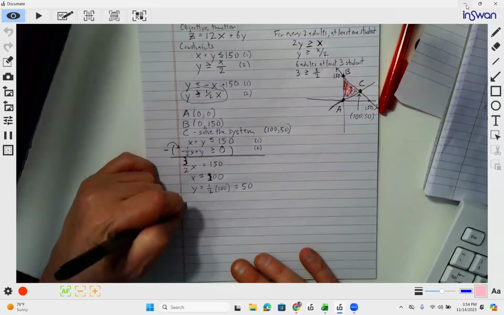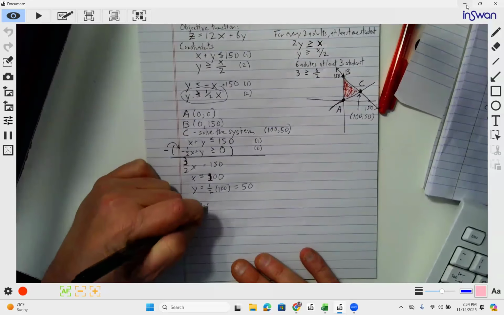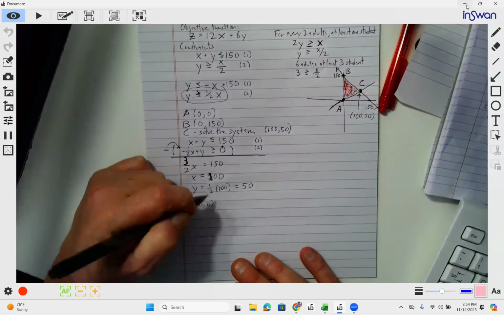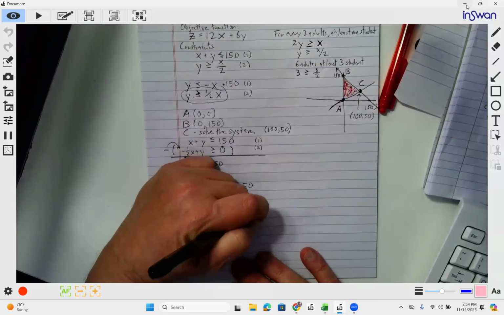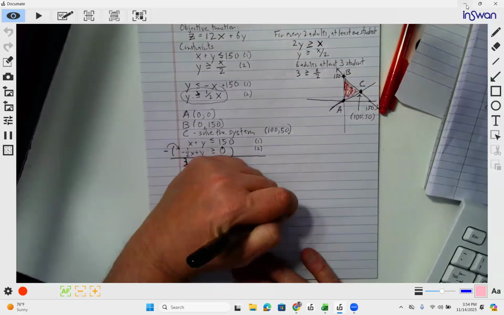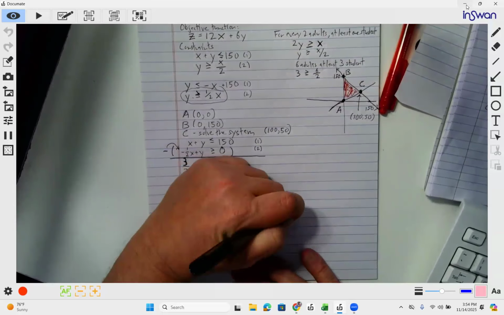So now we have A of 0, 0. So what's Z equal to when A is equal to 0, 0? Well, the objective function is 12x plus 6y. So that will be equal to 0. B is equal to 0, 150. The objective function is 12 times 0 plus 6 times 150, which is equal to 900.